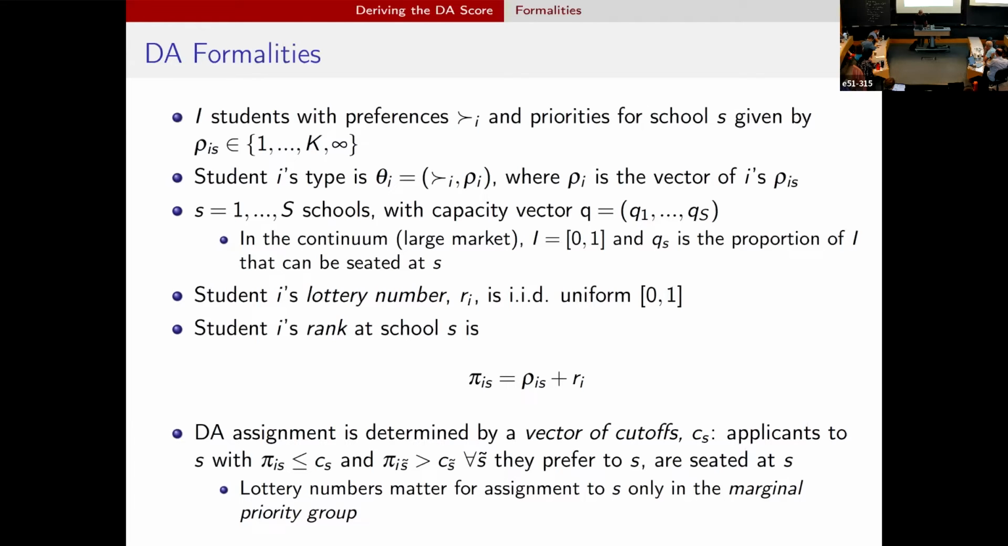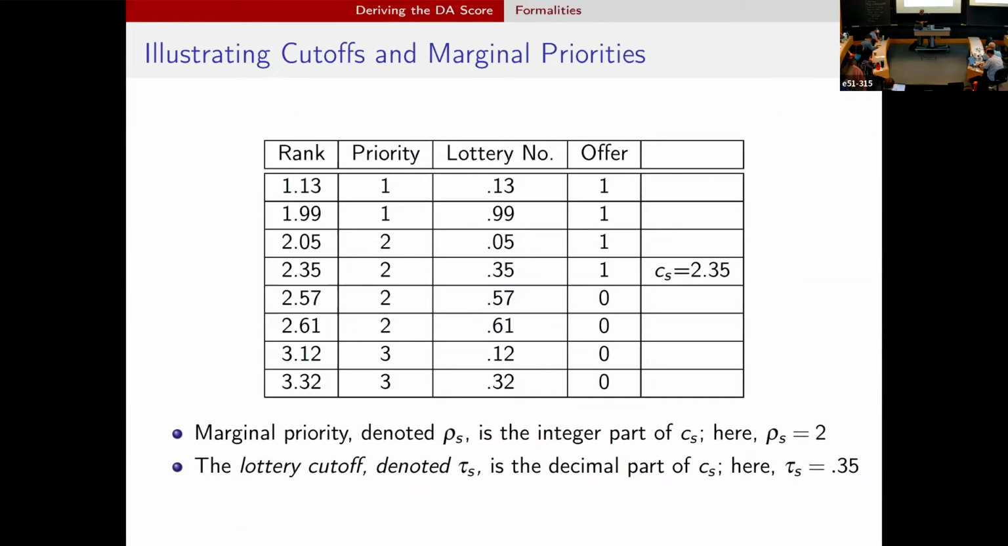What's important for us is the lottery number. Where does the lottery number matter? It matters for assignment to school s only in what I'm going to call the marginal priority group. Okay, so let me just illustrate that in an example. Okay, again, imagine this is your data set. Okay, we're looking at a given school. I've sorted the applicants at this school based on their rank. Okay, so that's in the first column here.